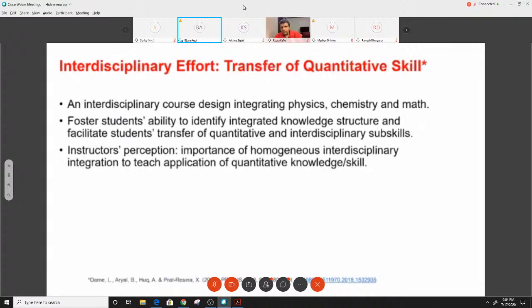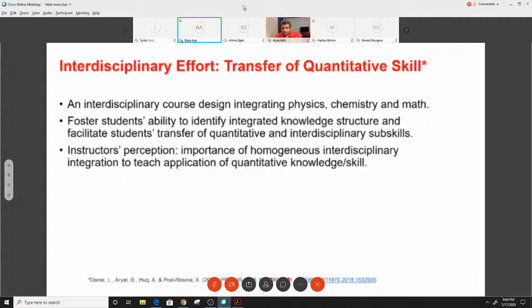So in this effort, we have done some study. We designed a course, and then we also studied it. From the study, what I found is that instructors have some expectations and some perception about this kind of effort. There were so many themes emerging from the study, but one of the major themes was that they found the importance of homogeneous interdisciplinary integration.